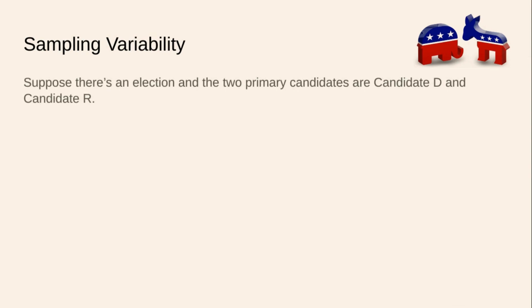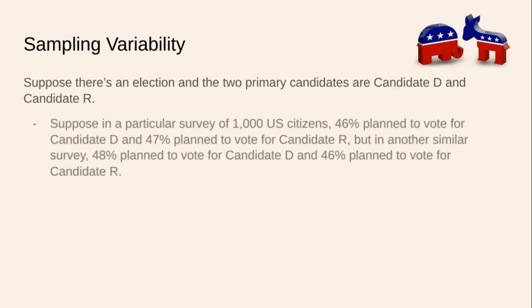Now, I mentioned that the sample means, those sample statistics that we were finding, vary a little bit. So let's do a deeper dive on the topic of sampling variability. Suppose there's an election and the two primary candidates are candidate D and candidate R. Wonder what those could represent. Suppose in a particular survey of 1,000 U.S. citizens, so there's our sample size, 46% plan to vote for candidate D and 47% plan to vote for candidate R. But in another similar survey, 48% plan to vote for D and 46% plan to vote for R.